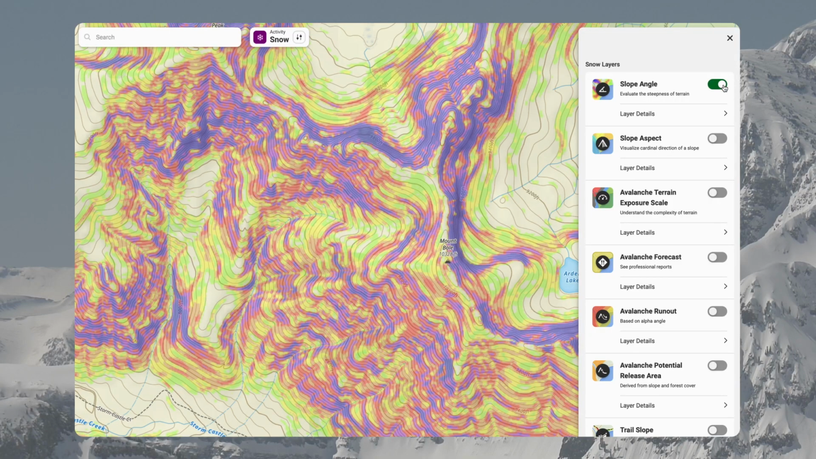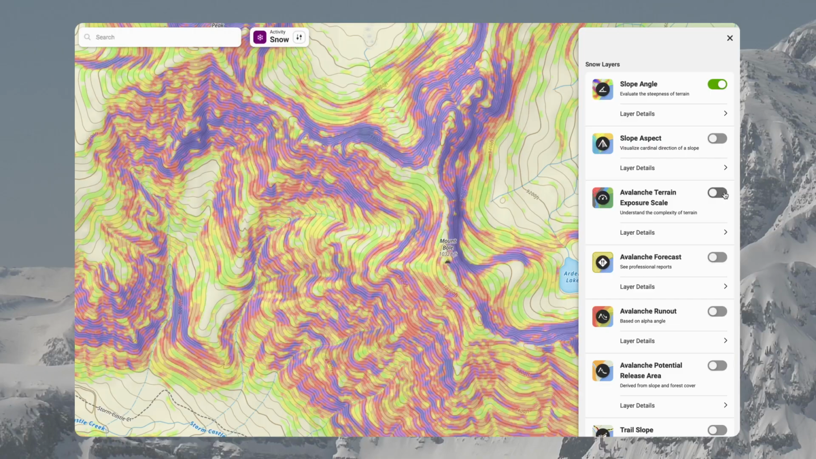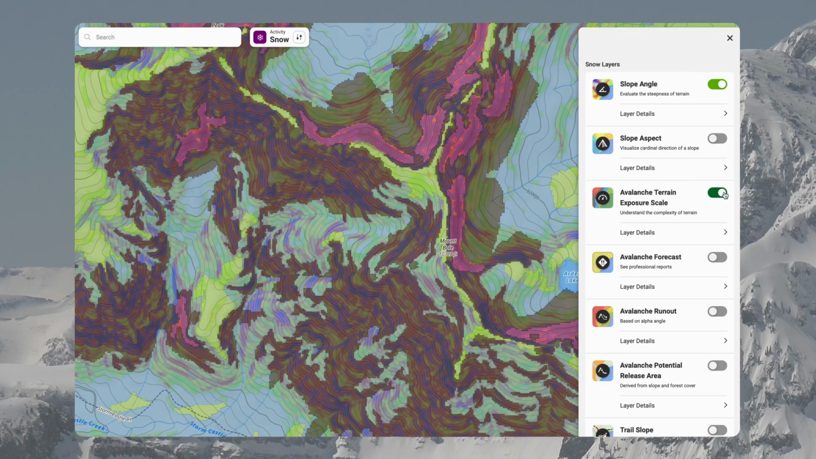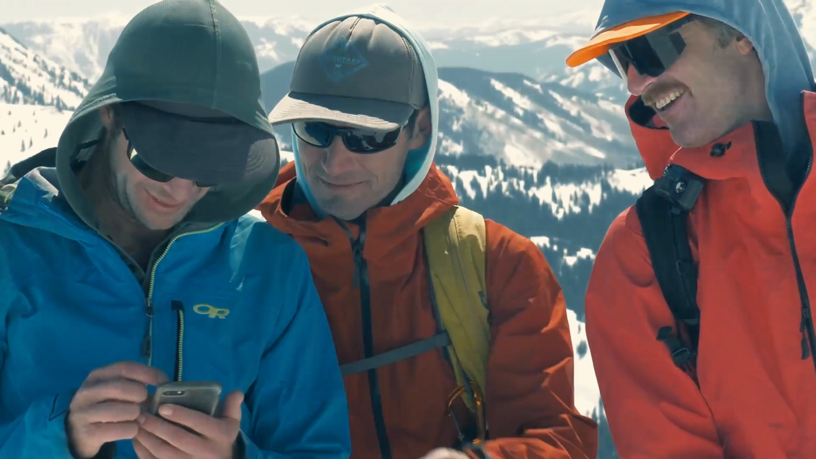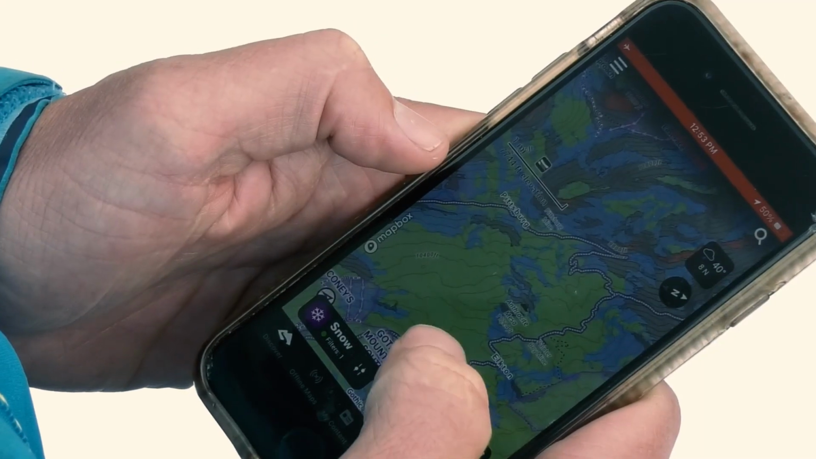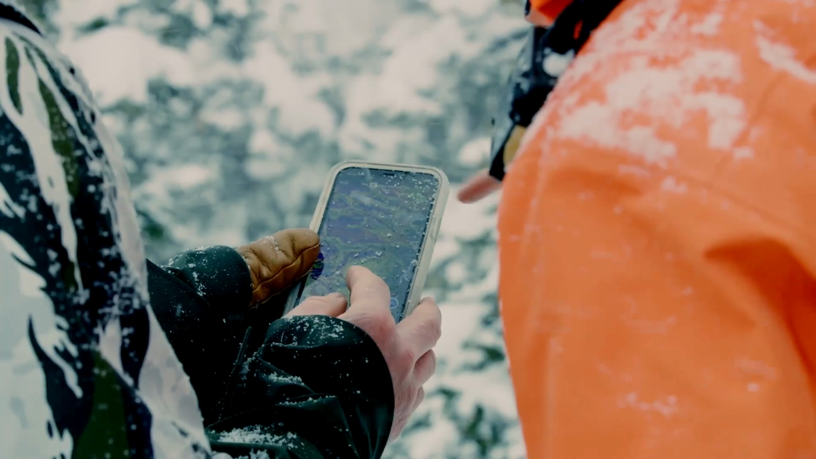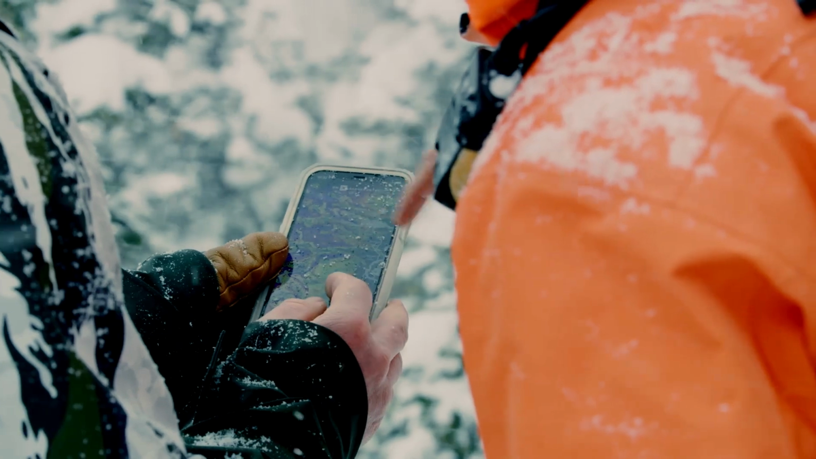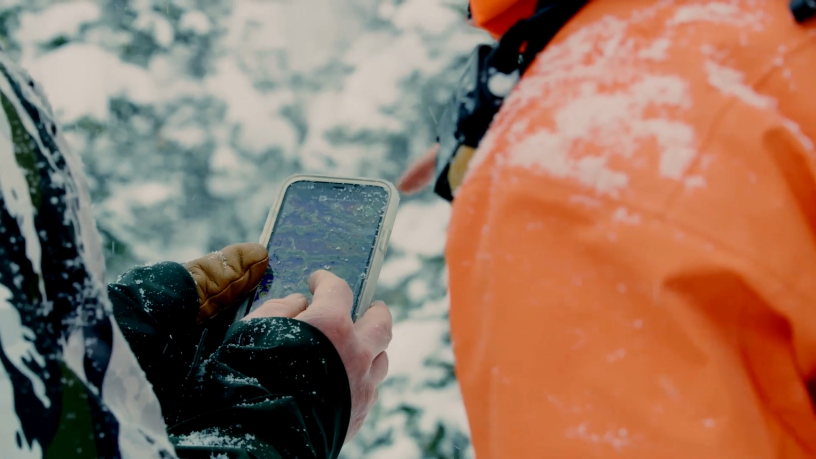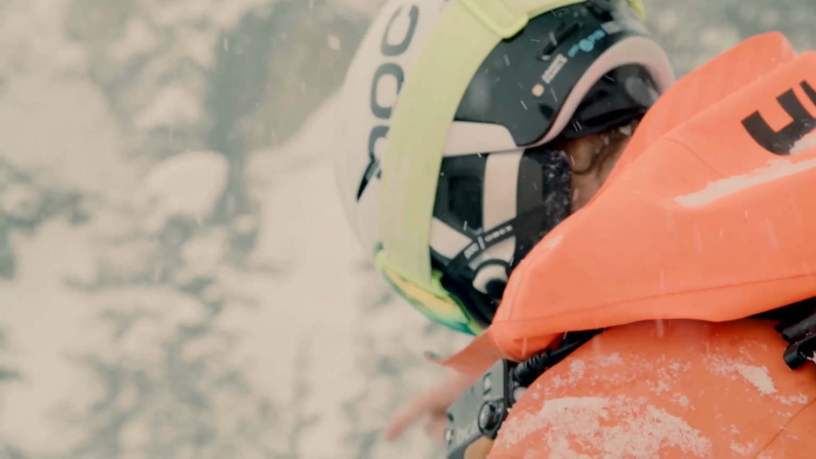Historically, we've had tools like slope angle maps and contour maps to judge terrain before we get out there in the field, but the Avalanche Terrain Exposure Scale allows us to quantify certain aspects of the terrain, more than just slope angle, that might lead to an increased avalanche hazard. ATES can benefit backcountry skiers because it provides a common language and a clear visualization for terrain decisions.